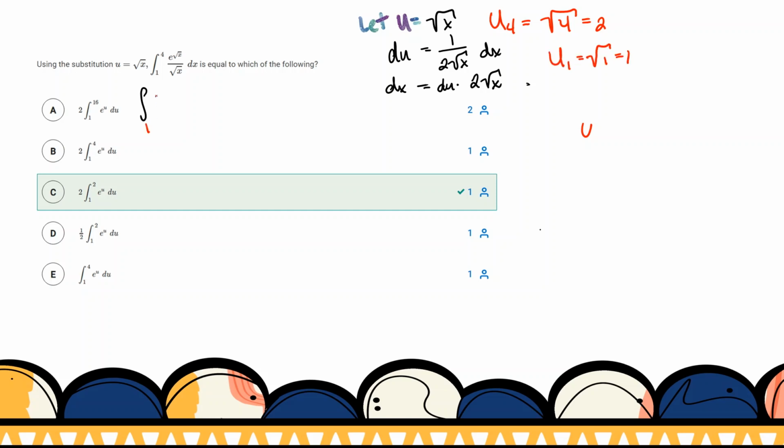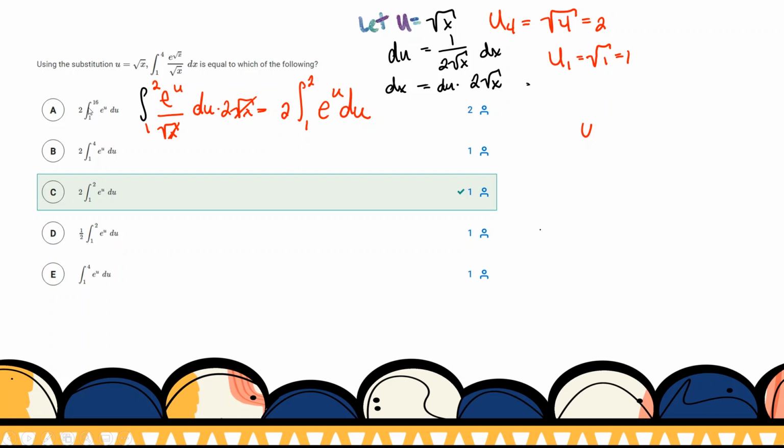So now we have the integral from 1 to 2 of e to the u, and I'm going to leave the square root of x in here, and then I'm going to plug in du times 2 square roots of x for dx, so that these cancel out, and I get 2 times the integral from 2 to 1 of e to the u du. And that's it for this question. So it's not too difficult.